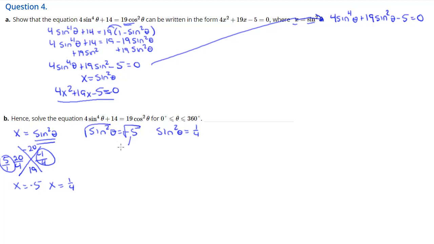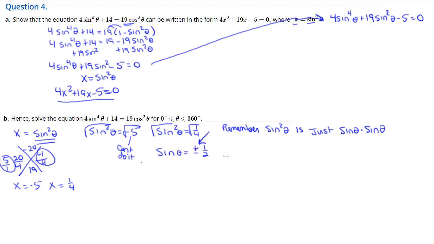Well, if I square root both sides, that can't happen because I can't square root and get a negative number. And so then I do that over here. And keep in mind, sine squared is just sine times sine. And so if I square root sine squared, I'm going to get sine theta. And then when I square root that, I'm going to get 1/2. Keep in mind it's a plus or minus. So I've got sine theta of 1/2 and sine theta of negative 1/2.